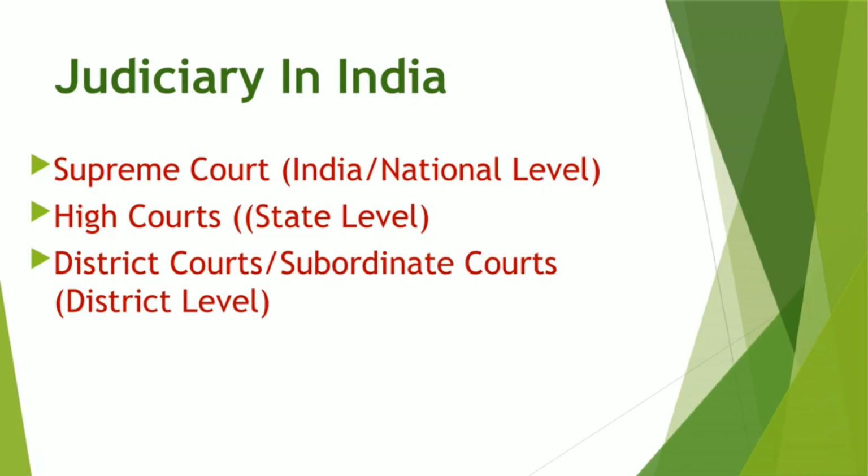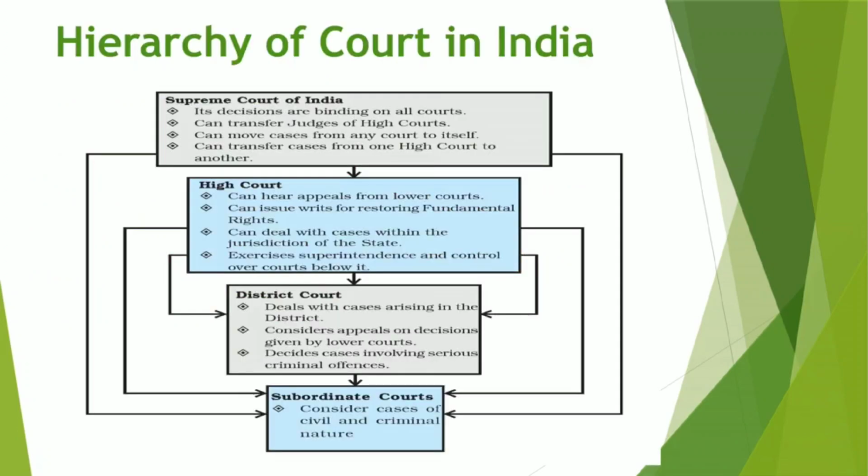Indian judiciary consists of three different levels of courts. These are Supreme Court, High Courts, and subordinate courts or district courts. Hierarchically, Supreme Court stands at the highest level. It is an apex body which represents the whole country. That means for the whole country in India, we have only one Supreme Court which is located in New Delhi.